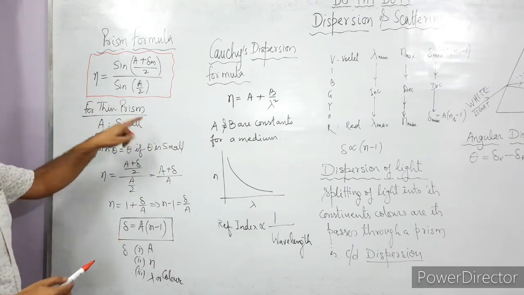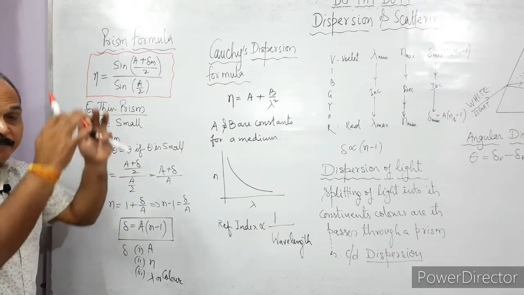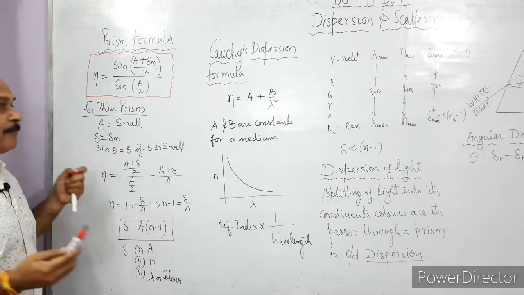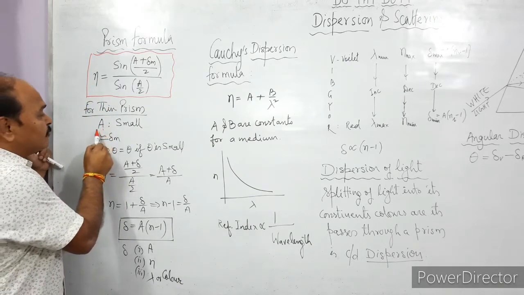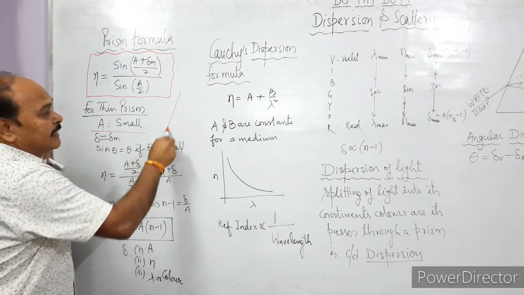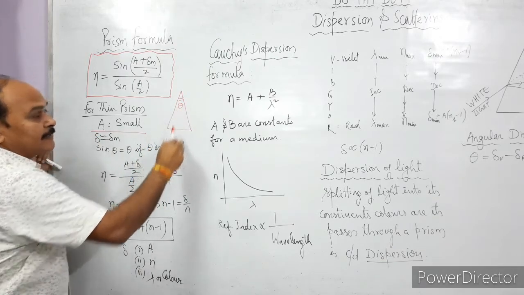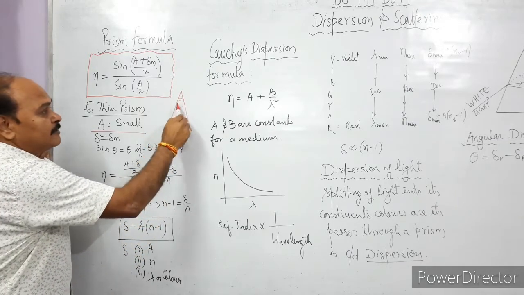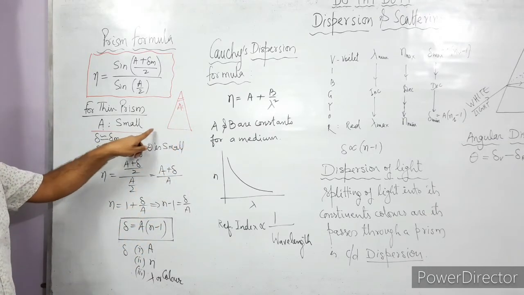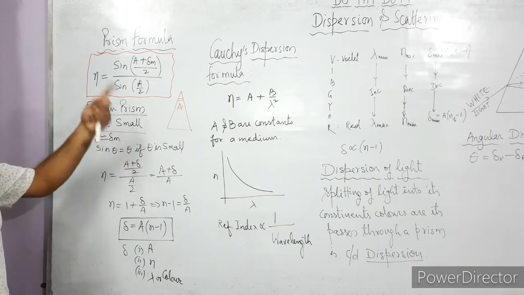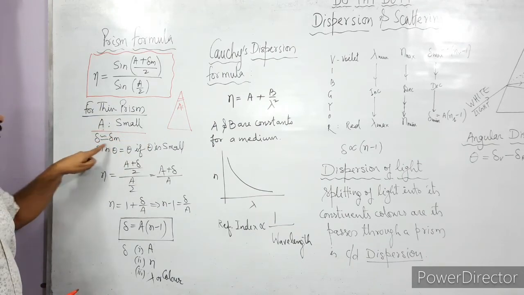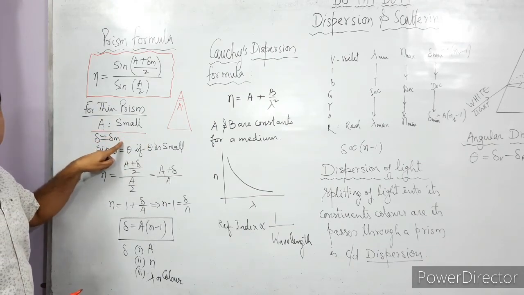Now, for a thin prism, if the prism happens to be thin, then what will happen? Its angle A would be small. This angle A of the prism would be small if the prism is thin. So, for a thin prism, this A is going to be small, and deviation is nearly equal to delta m.